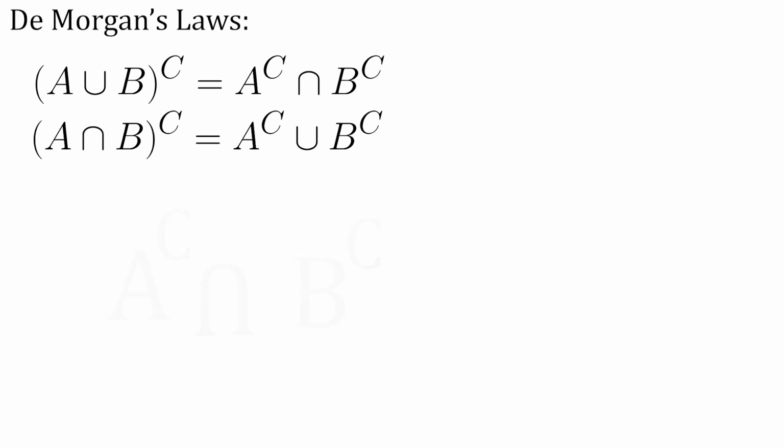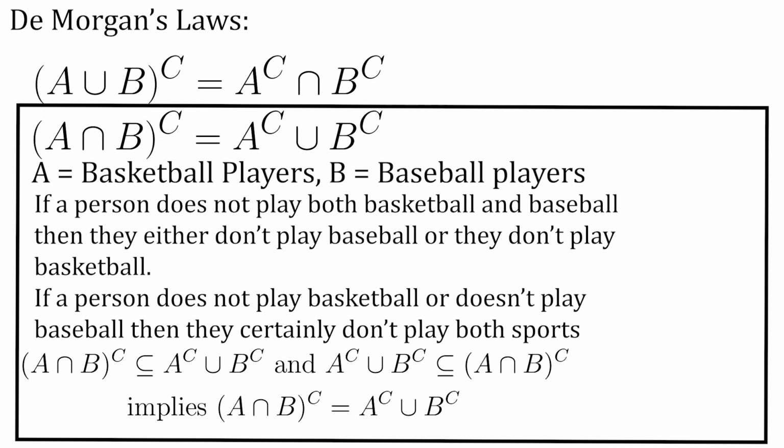Let's see if De Morgan's laws make any sense. Let A be the set of basketball players and B be the set of baseball players. If a person does not play both basketball and baseball, then they either don't play basketball or they don't play baseball. If a person does not play basketball or doesn't play baseball, then they certainly don't play both sports. This shows that the complement of A intersect B is a subset of A complement union B complement, and that A complement union B complement is a subset of the complement of A intersect B. This means that the sets are equal.